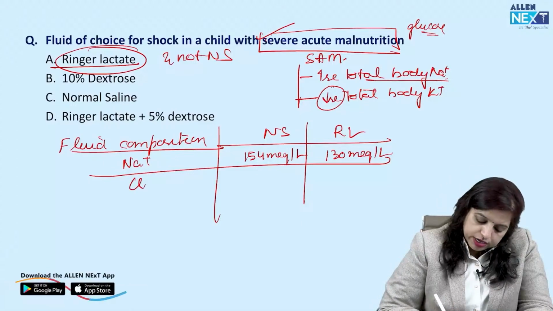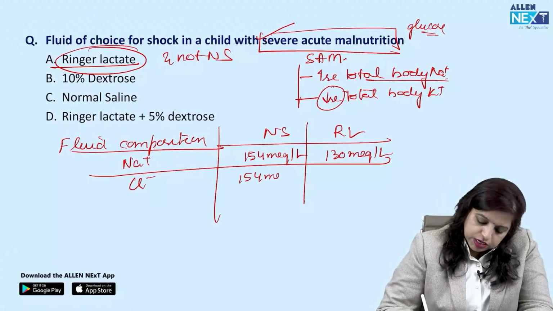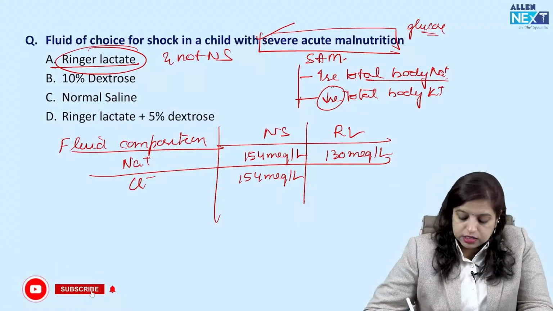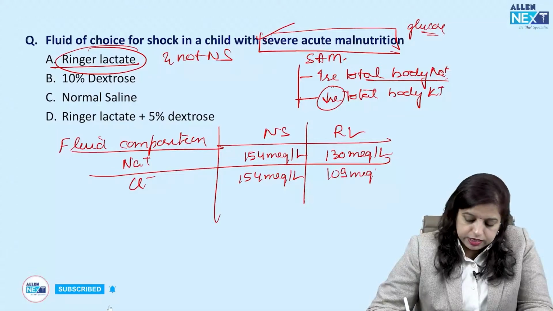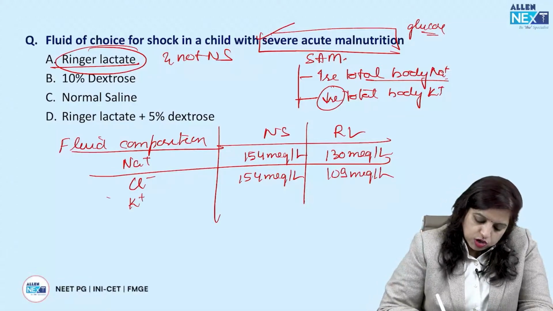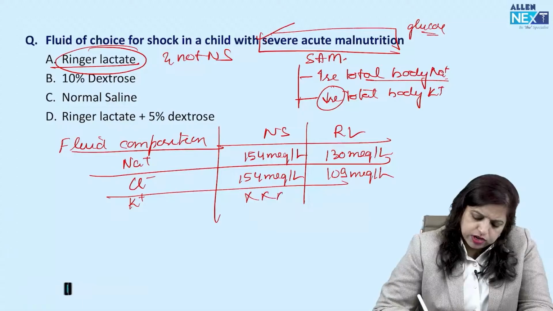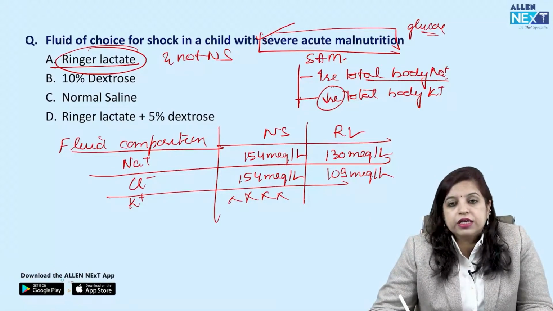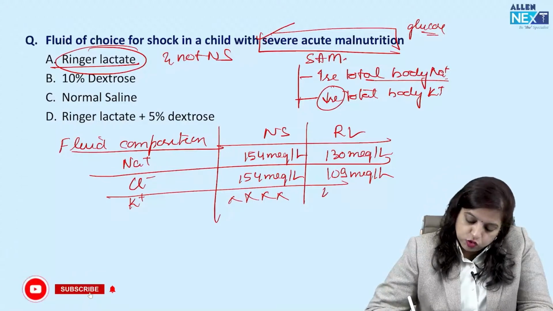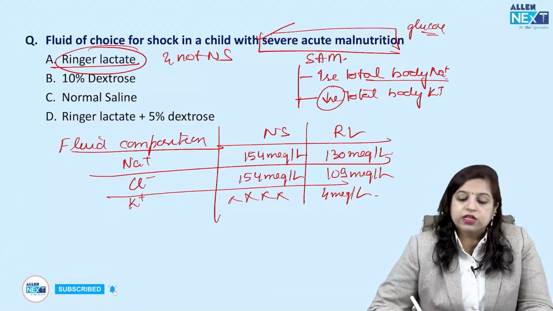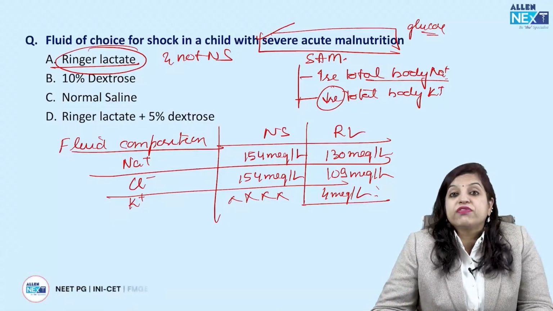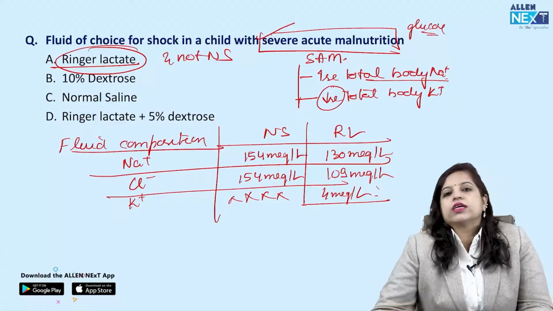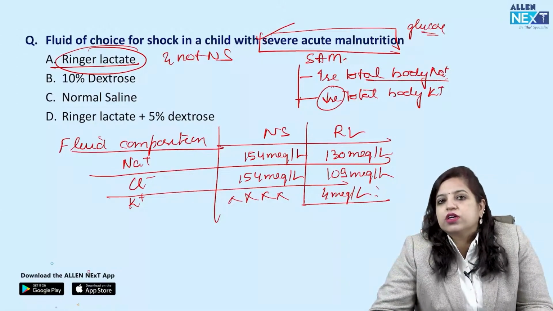Then what about the chloride? Chloride again is 154 milliequivalent per liter, the same as sodium, but in Ringer lactate it is 109 milliequivalent per liter. What about potassium? Always remember, in NS there is no potassium. Why will there be potassium? The name is normal saline. Why should potassium be there? But here in Ringer lactate, it is 4 milliequivalent per liter. Right, so that is why Ringer lactate is preferred as compared to normal saline, especially while going for resuscitation of a child suffering from severe acute malnutrition.